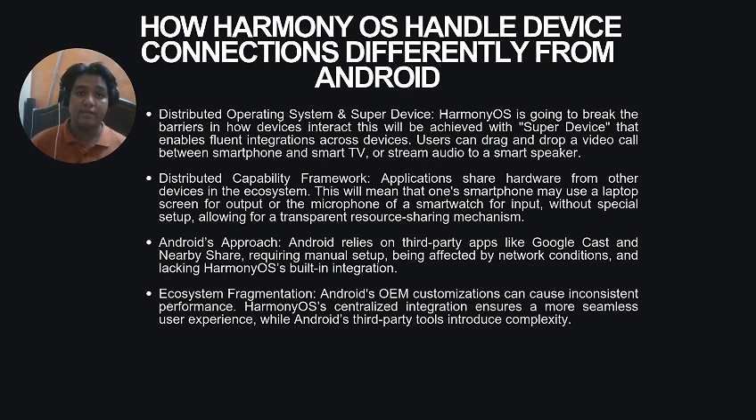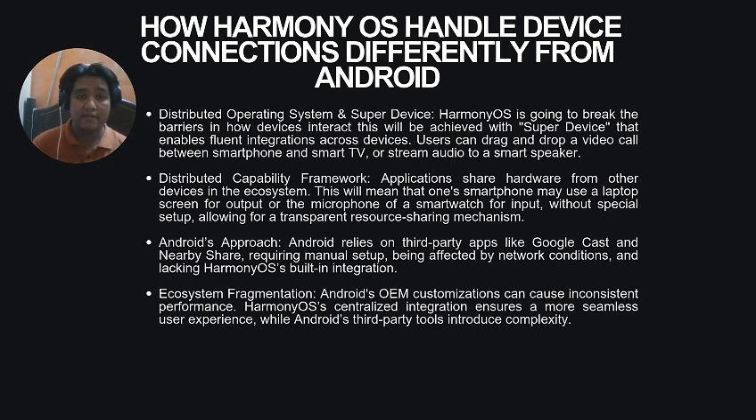Another key difference in HarmonyOS is its distributed capability framework. This allows different devices to share their hardware resources as if they were part of the same system. Let's say you are working on a document, but you need a bigger screen. With HarmonyOS, your phone can instantly use your laptop's display as an external monitor without cables or apps. Similarly, if you are taking a call but want better audio, your smartwatch microphone can be used seamlessly. Android doesn't have this built-in functionality. Instead, you need third-party apps and manual configurations, making the experience more complicated and sometimes unreliable.